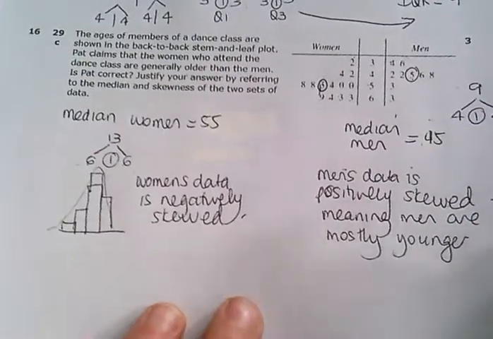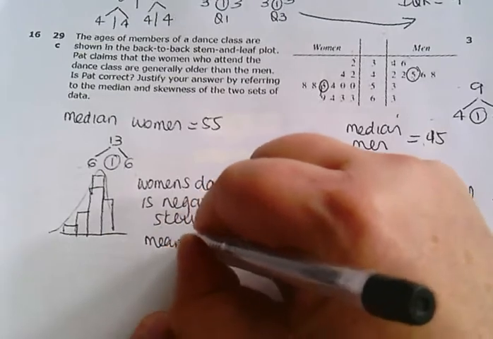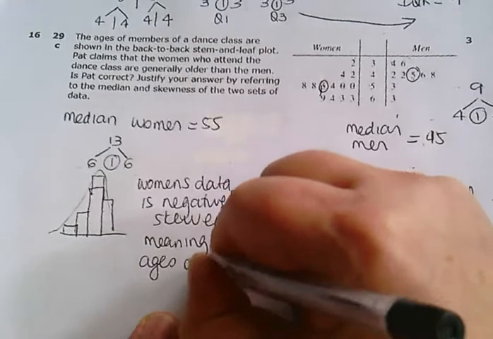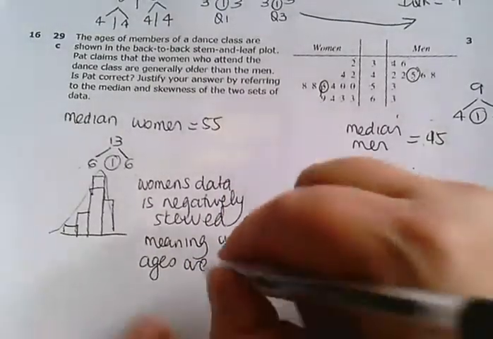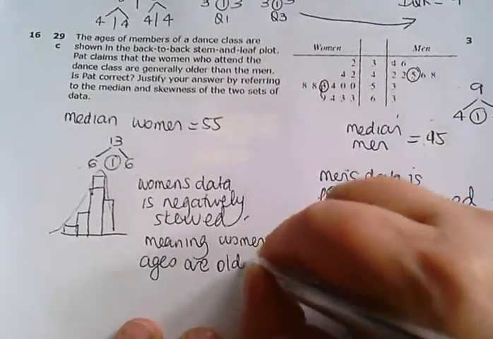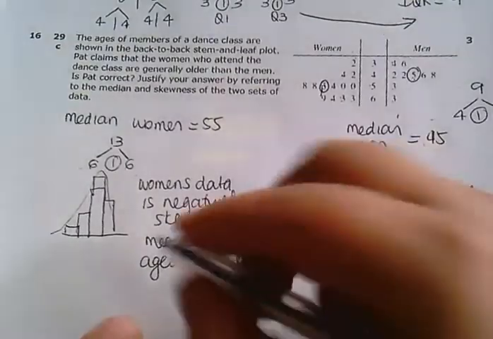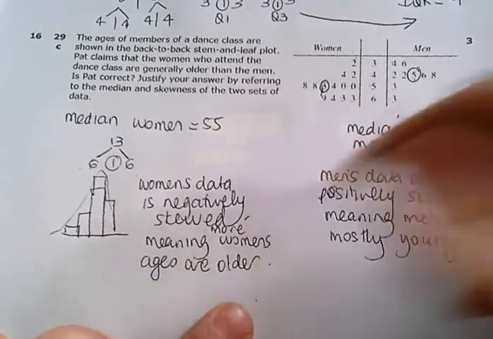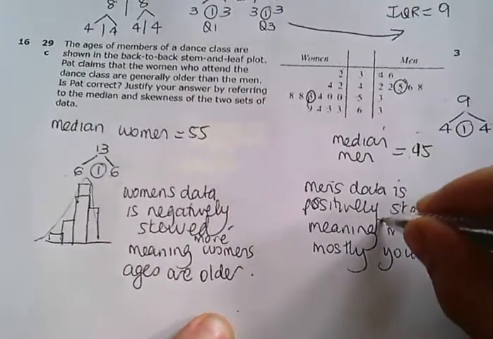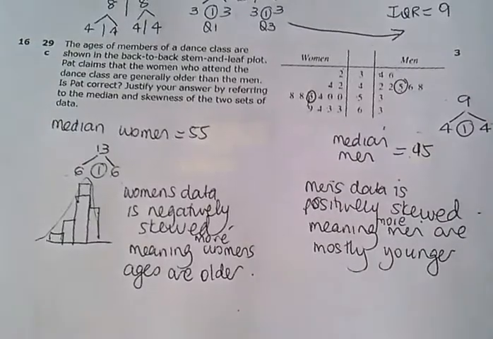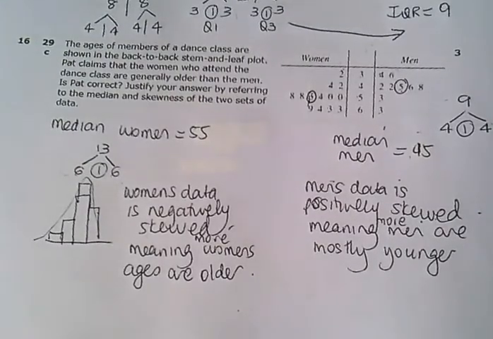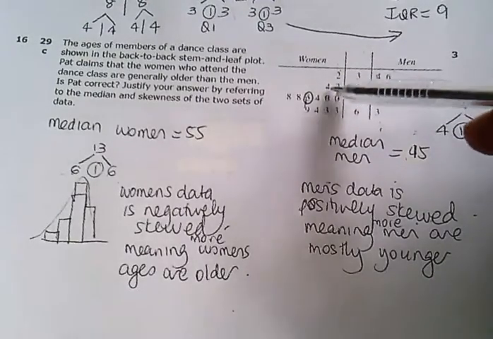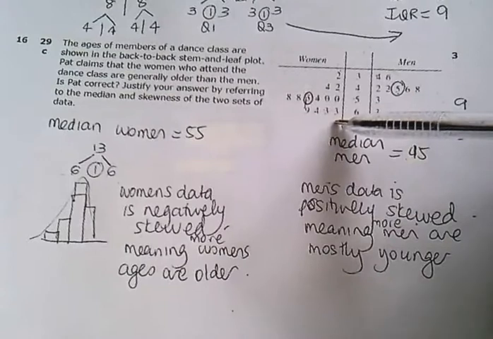The women's data is negatively skewed, meaning that the women's ages are more towards the older end. There's less young people, meaning more women's ages are older, meaning more men's ages are younger. Does it make sense? Most of the men are young and then less of them are old, but here not many women are young, but more of them are older.